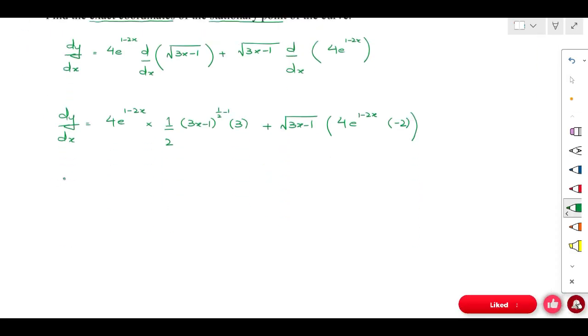Okay, simplify this further. dy over dx is equal to 4e to the power 1 minus 2x times 3 by 2, with 1 minus 2 over 2 being minus 1 by 2, so 3x minus 1 should be in the denominator, and then minus, since 4 times 2 gives you 8, minus 8e to the power 1 minus 2x times root of 3x minus 1.